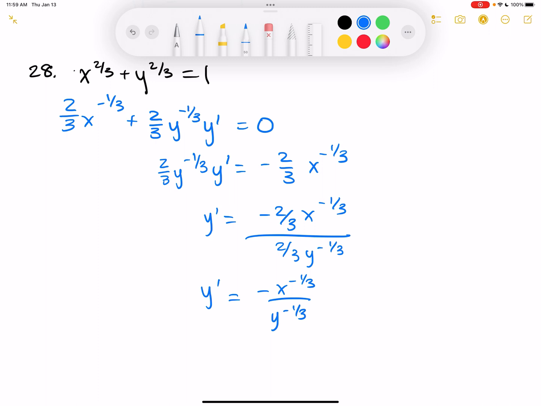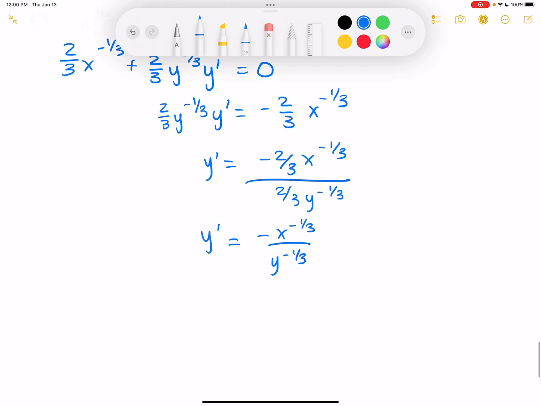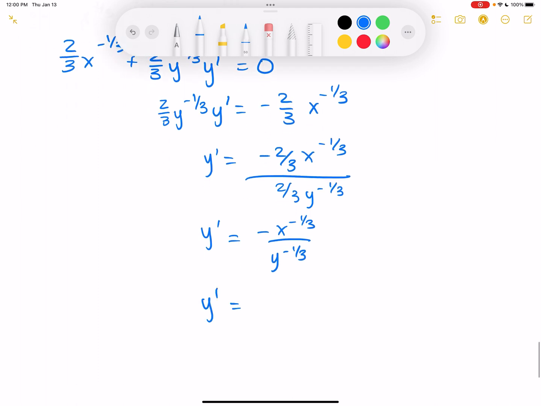So then, just to make your life easier, both are negative exponents, meaning we can flip them, and they'll become positive. We may or may not end up using it this way, we may end up rewriting it, but since they're both the same exponent, we can also throw the exponent outside of the whole thing. So we would end up with y prime is equal to negative y over x to the 1/3.